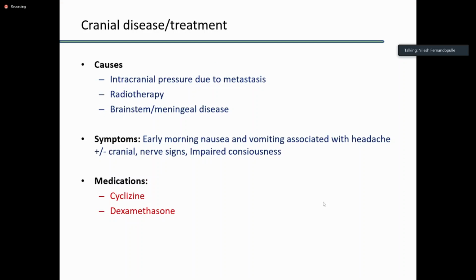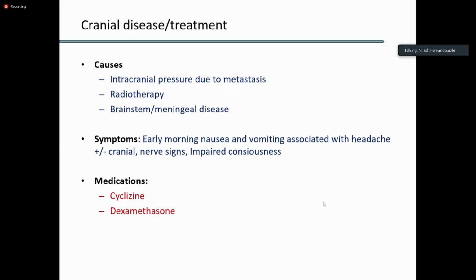If you're thinking cranial diseases, things like intracranial pressure due to metastasis, radiotherapy, or brainstem diseases, obviously those patients have evidence of increased intracranial pressure. Might be early morning nausea, vomiting, headache. They might have cranial signs. Their consciousness might be impaired. So those sort of people, if they have nausea, vomiting, the drugs of choice will be cyclisine and dexamethasone to reduce the inflammation and also reduce the pressure in the brain.